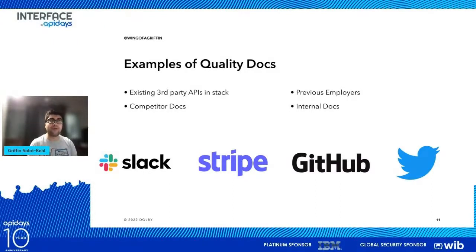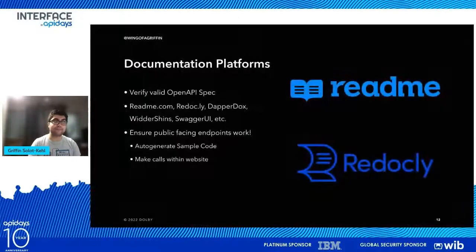What are they familiar with? What do they consider to be good documentation? And customize it towards that. There are documentation platforms that are going to be able to help you with this, where they will help validate your OpenAPI spec, but also just make the experience a lot better instead of having to build it all yourself.